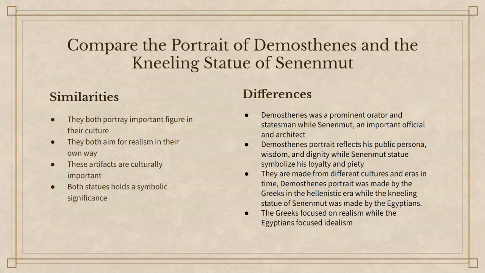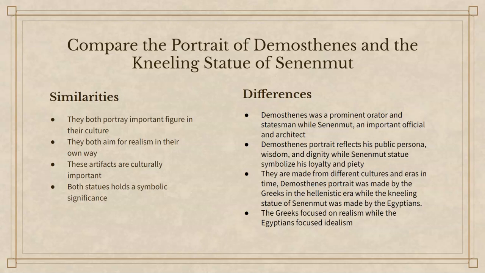Expression of emotions. Demosthenes' portrait captures a specific concentrated expression which reflects his intellectual and rhetorical prowess, while Senmut, like many Egyptian sculptures, lacks overall emotional expression. The purpose of such statues was not to convey the inner emotions of individuals, but to define their role, status, and duty in relation to the gods or the pharaohs.